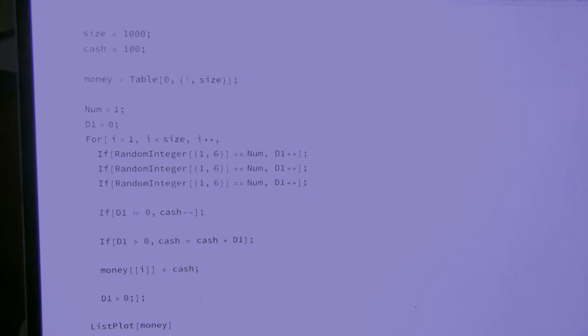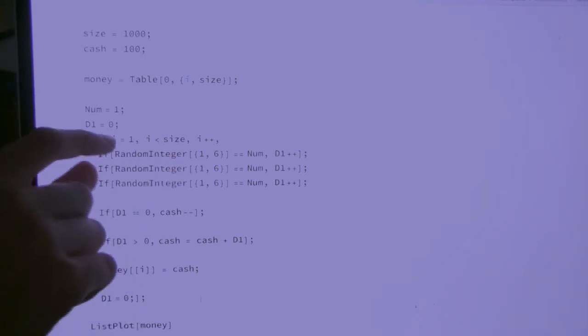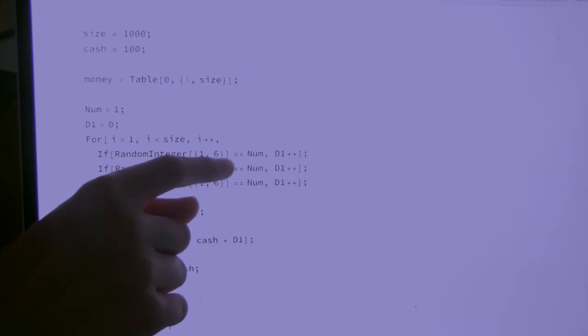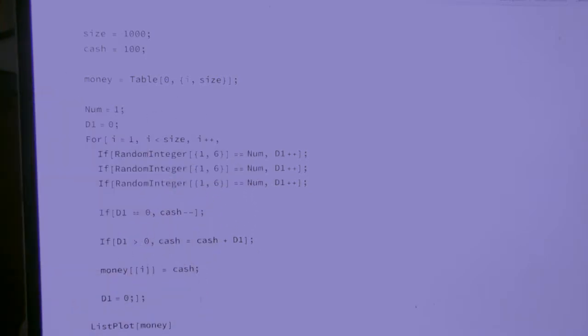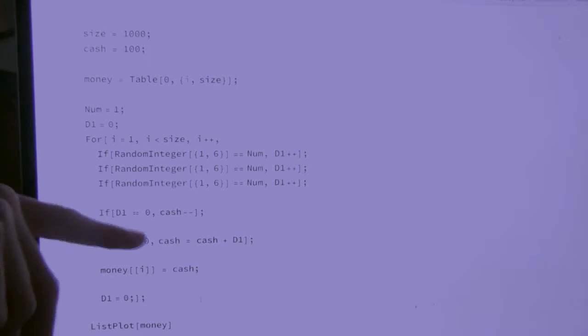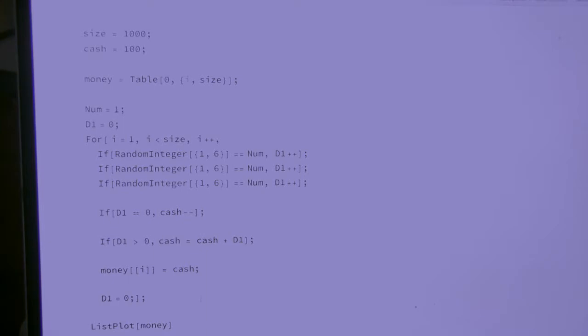Then we have a for loop doing the trials. We roll 3 dice. If they equal our number, D1 gets bigger by 1. What is D1 telling us? It's how many dice show our number. So if D1 equals 0 at the end of this, we lose $1. That's what cash minus means. If it's greater than 0, cash goes to cash plus how many dice showed it.